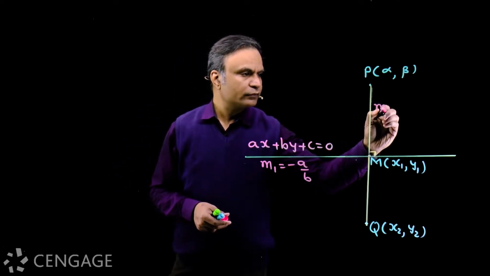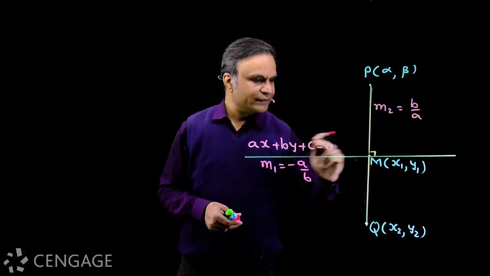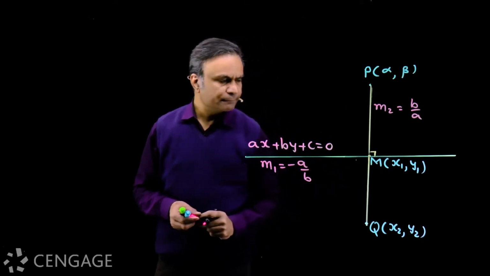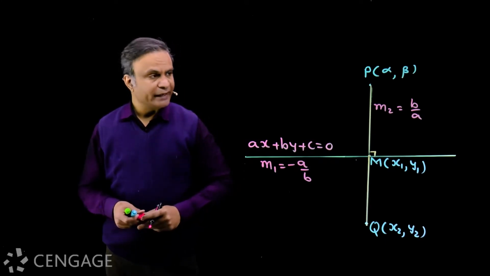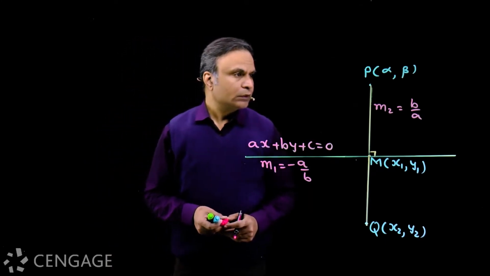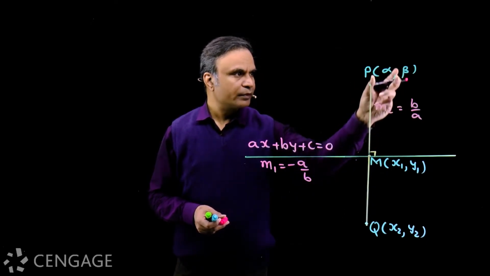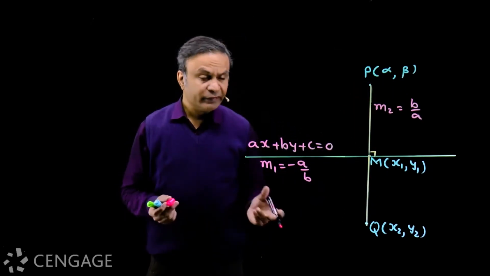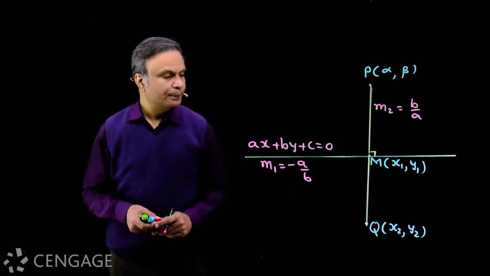So the slope of this line will be b upon a. These two lines are perpendicular, right? So what will be the product of their slopes? It will be -1. Now we can get the equation of this straight line. We have a slope and a point. Then we can solve these two straight lines to find the point of intersection M.